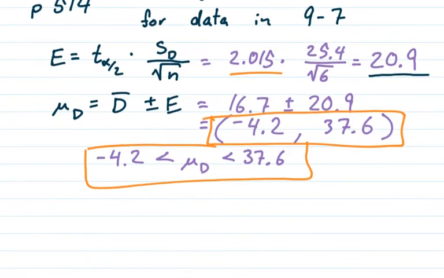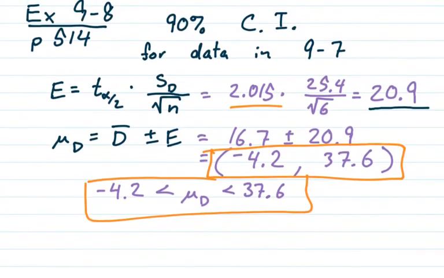Let's say some words about this example as it relates to the previous example, since it's the same data. Notice that 0 is contained inside this interval. We go from negative to positive, and so that means that 0 is one of the potential values for our mean. All of the values inside this interval are ones where we say, okay, our sample is close enough that that is a potential value for the population parameter.